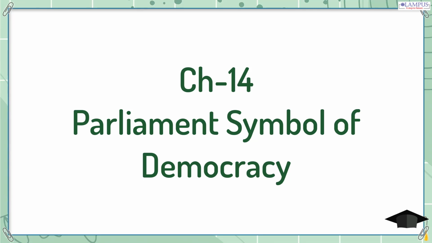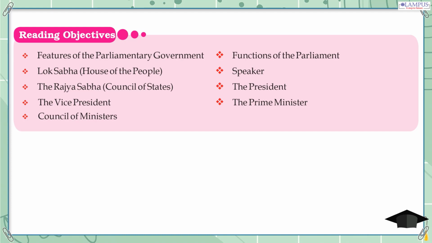Chapter 14. Parliament, symbol of democracy. Reading objectives. Features of the parliamentary government. Functions of the Parliament. Lok Sabha, House of the People, Speaker. The Rajya Sabha, Council of States, the President. The Vice President. The Prime Minister.